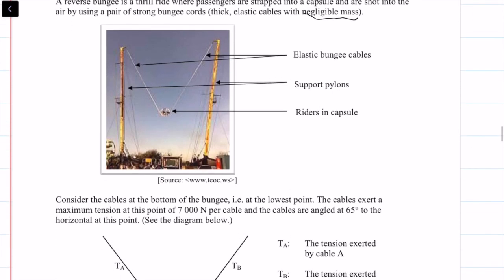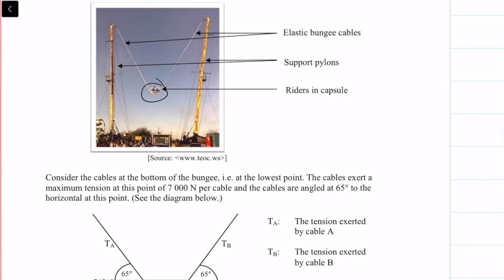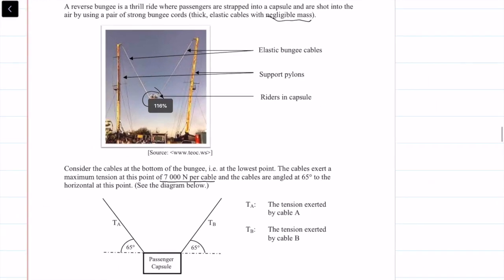But anyway, it says consider the cables at the bottom of the bungee, at the lowest point right there. The cables exert a maximum tension at this point of 7,000 newtons per cable, and the cables are angled at 65 degrees to the horizontal at this point. This is shown in the diagram.